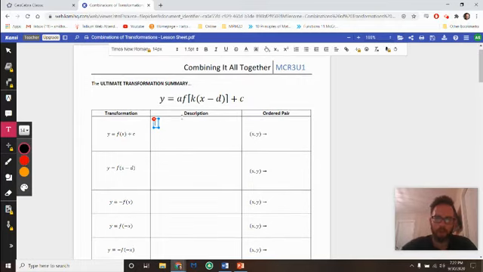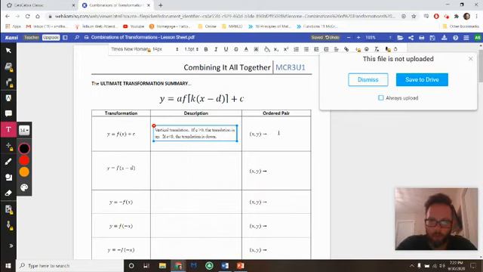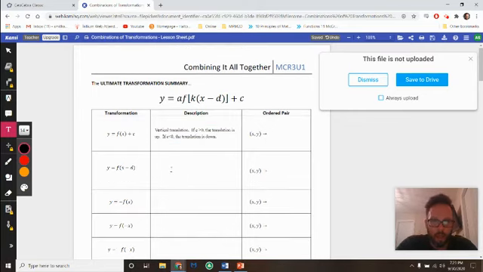The first thing we reviewed was that a transformation, like when we're adding or subtracting a number off the end, is a vertical translation. If C is greater than 0, the translation is up. If C is less than 0, the translation is down. In your own notes, dots or point form are okay.